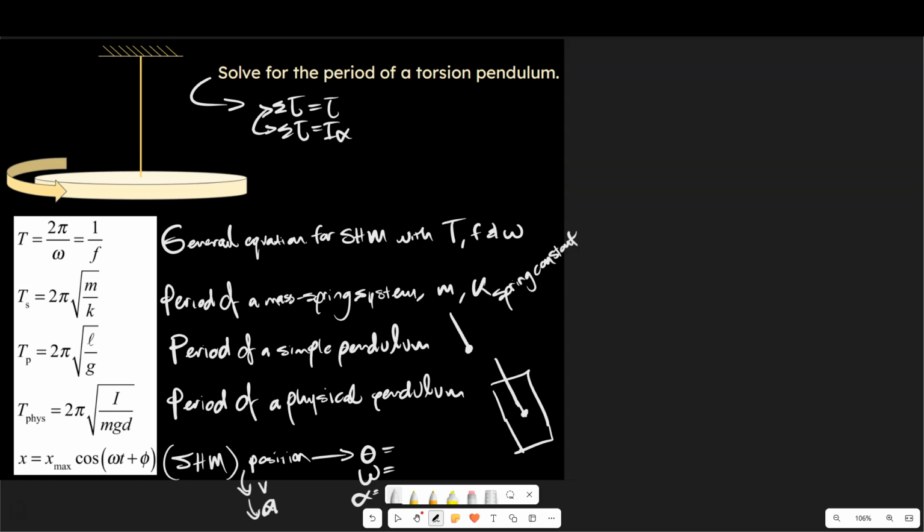That's the rotational version of Newton's second law. Then we say torque is equal to I times alpha. Now, this torque is going to be negative. We're going to treat it as negative because the torque is in the opposite direction of the angular acceleration. That may sound odd, but think of it as kind of like the rotational version of restoring force.